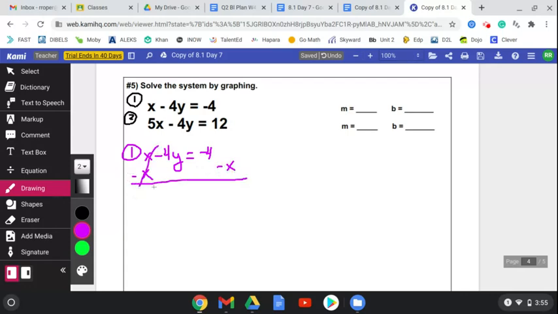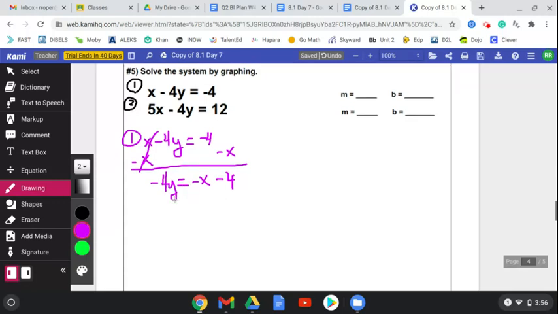So those x's are gone. This is a negative 4y. Bring the equal sign down. This term is a negative x. This term is a negative 4. And so I put the x term first and then the constant. Now I got to solve for y. So negative 4y means negative 4 times y. So I undo the multiplication by division.